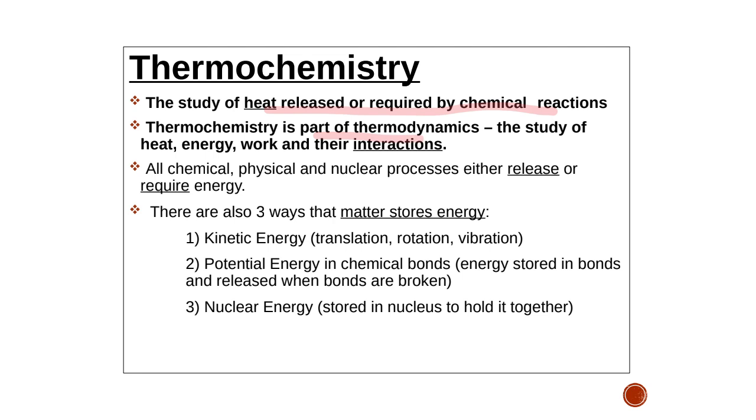It is part of a branch of chemistry called thermodynamics, which is the study of heat, energy, work, and their interactions. So in chemistry, we can categorize all processes that occur on Earth as either chemical, physical, or nuclear. We've talked about physical and chemical processes or changes many times in your previous courses. We're going to just mention nuclear here as well. And all of these changes, all of these processes either release or require energy.